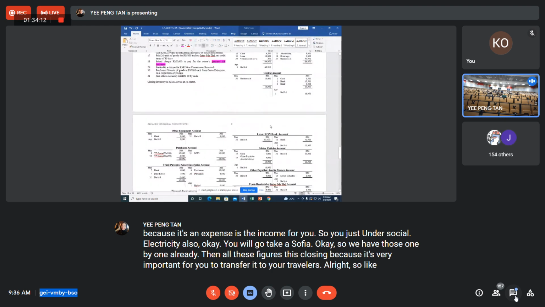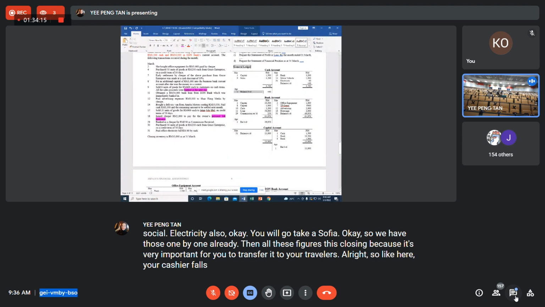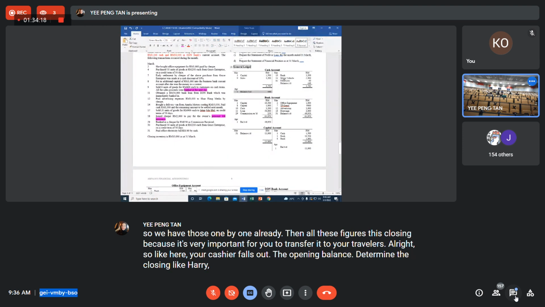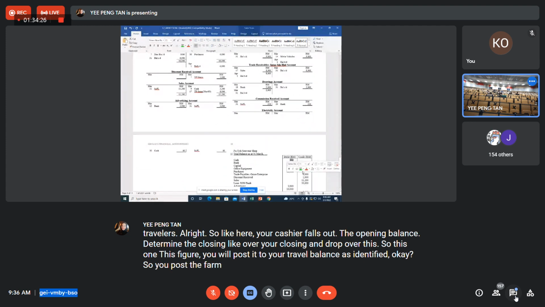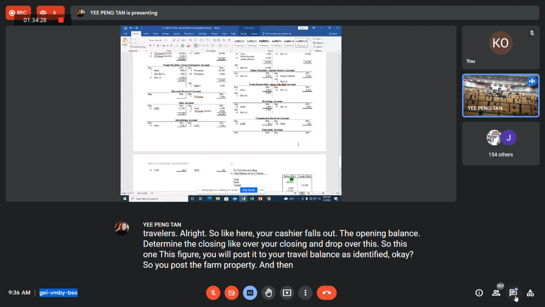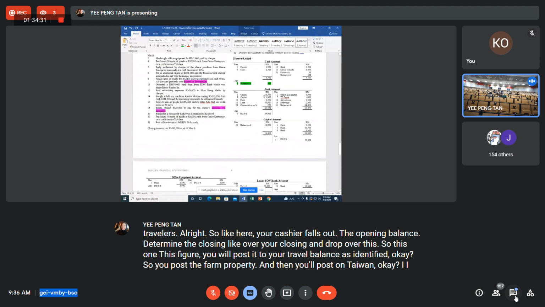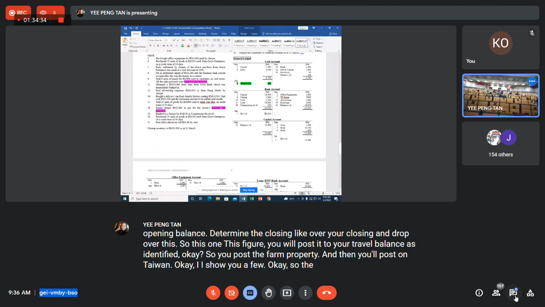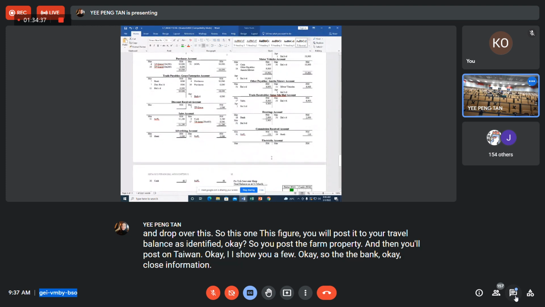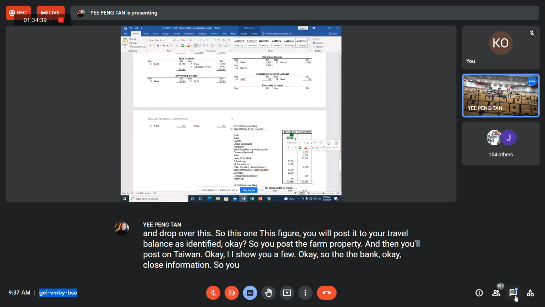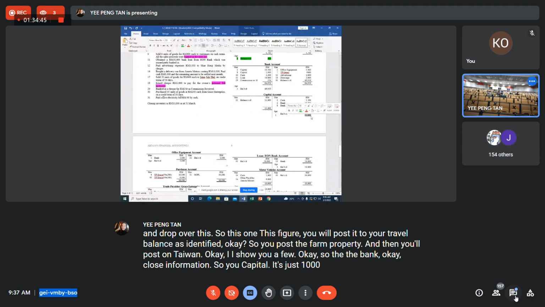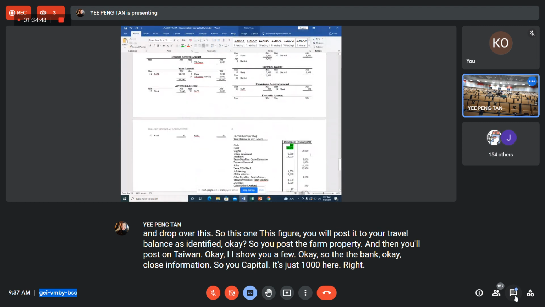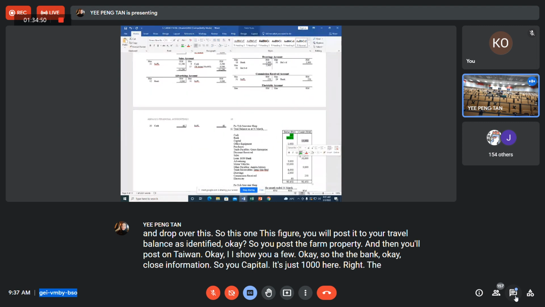Like here, your cash: the opening balance, that means the closing, carry forward, and brought forward. This figure you will post to your trial balance as a debit, so you post the 440. And then you post 1.1, I just show you a few. The bank you close at 49,950. And the capital is 13,000 here. You will post it to the account balance. The rest you post yourself.